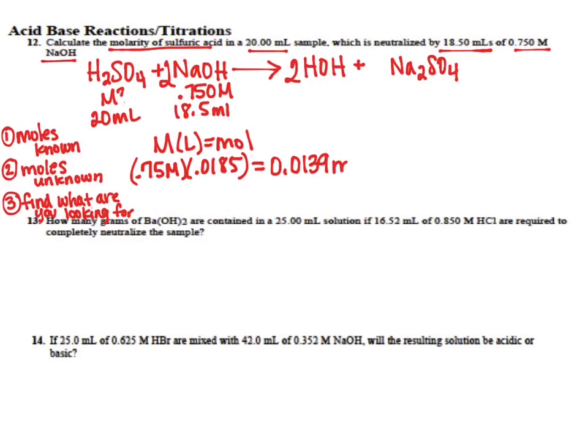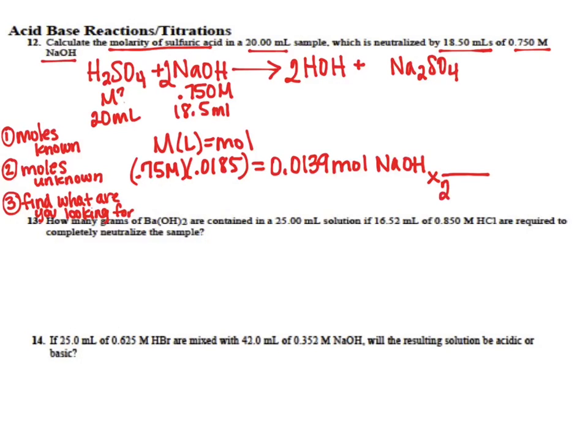0.0139 moles of NaOH. Now the next step: we have our moles of NaOH, and it wants us to find the moles of our unknown. To get from moles of our known to the moles of our unknown, we need our mole ratio. I'm just carrying this on straight through. You can start a new line if you want, or do it in one big whole stoichiometric problem if you want. This is just how I'm doing it. You don't have to do it exactly the way I do.